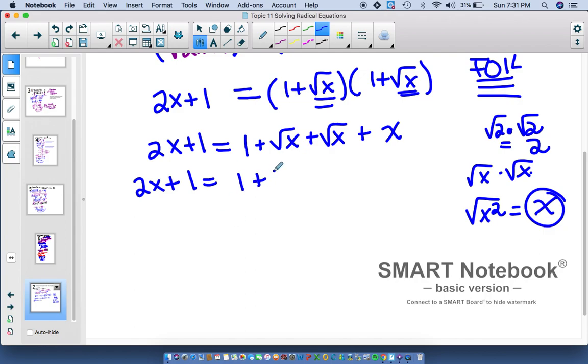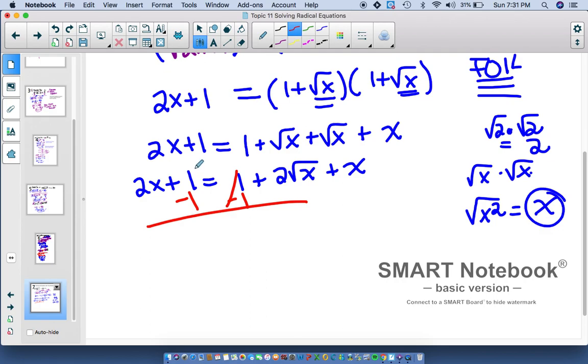1 plus square root of x plus square root of x gives us 2 radical x, because we have 2 of them, plus x. So this is annoying because we still have a square root. So we have to do this problem kind of all over again. So it's another step, right? So it's like in 2 parts. So we have to isolate this square root. So let's subtract 1.